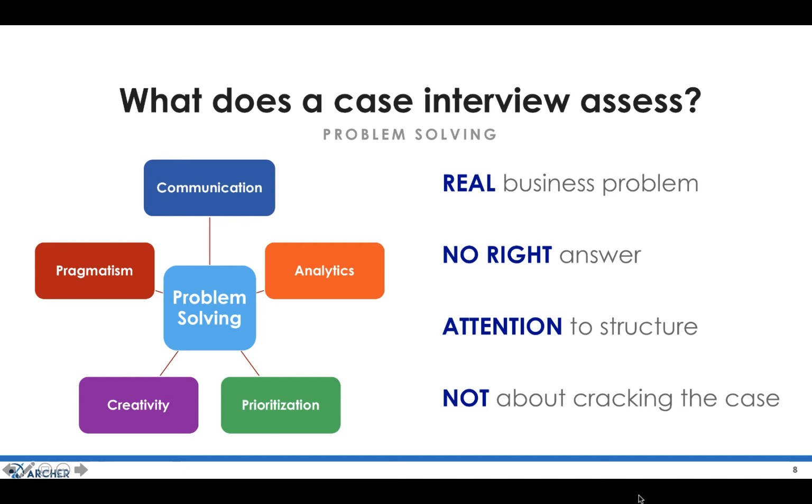All of that allows you to communicate your thinking, your rationale, and to try to influence around your ideas. So that piece is very important as well. And again, this is for a real business problem.